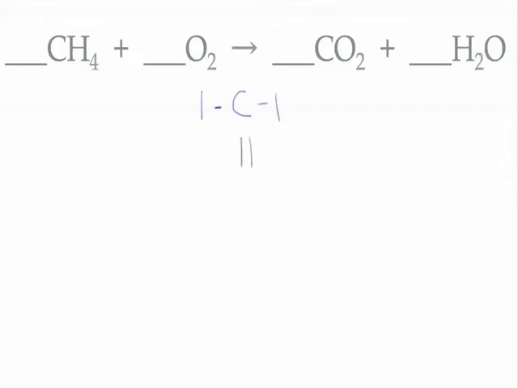Next I have hydrogen, and it really doesn't matter what order you put them in. I can see I have 4 hydrogen on the left and 2 hydrogen on the right. And I have oxygen. You can see there are 2 on the left, and I can see there are 3 on the right because I have 2 here plus 1 there.